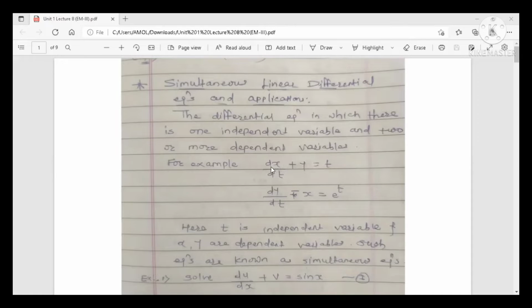For example, dx by dt plus y is equal to t, and the second differential equation dy by dt minus x is equal to e raised to t. In this example, x and y are two dependent variables and t is the independent variable. So in the RHS there is a function of t, because t is independent. Such a system of differential equations is known as simultaneous differential equations.